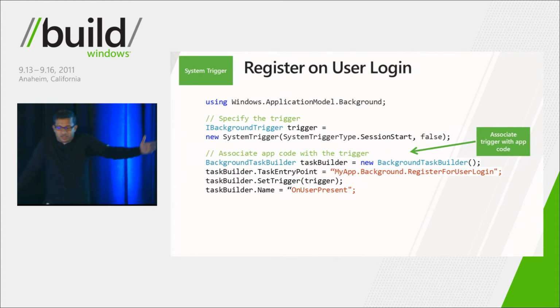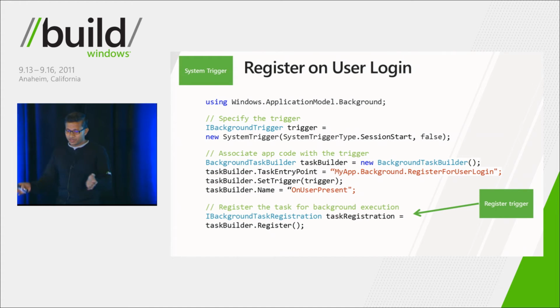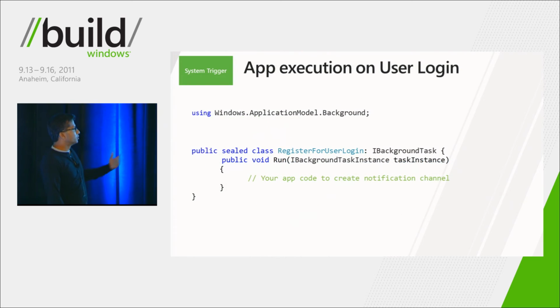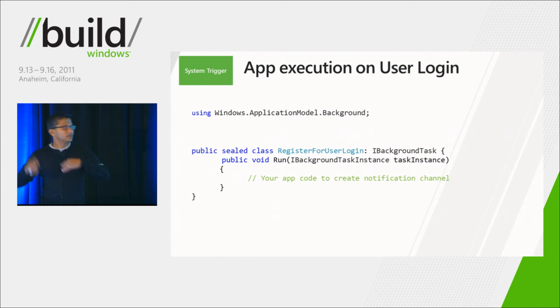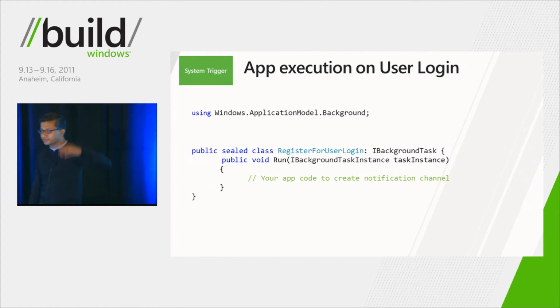And then you set the trigger. The trigger is essentially session start. And then you give a friendly name, saying on user present, you're going to fire this. Finally, you just tell the OS that, okay, hey, I've done all the entry point, and I've given you all the details. Register it. Now the OS is going to wait. When the OS trigger fires, when the user logs in, this is your application code that gets to run, which is essentially saying that RegisterForUserLogin was the class, so the OS knows what to go and run.